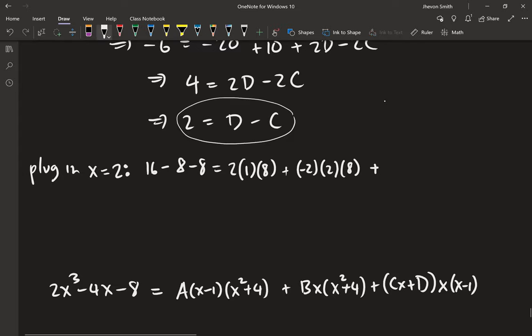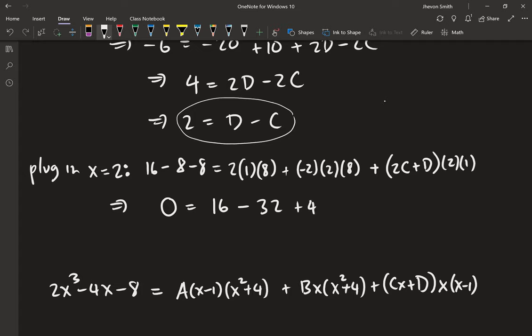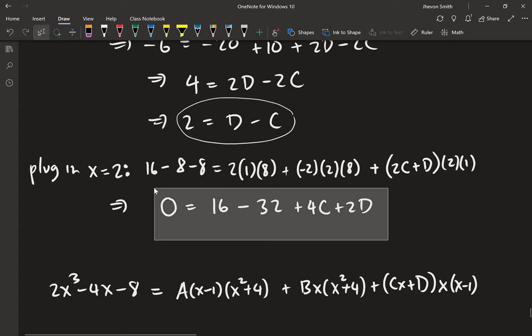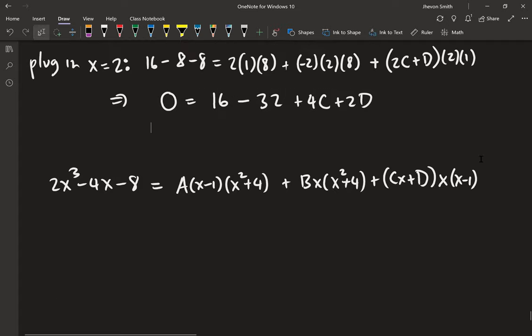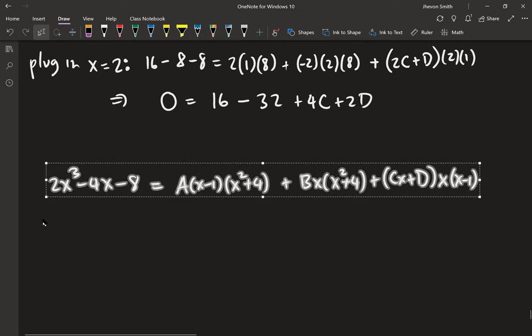So at this point here, we would have 2C plus D. That's going to be 2 times 1. So in other words, this is going to give me 0 equals 16 minus 32 plus 4C plus 2D. Right? This is an equation where I can do a substitution method like what you were suggesting, but I needed another equation to do it with.